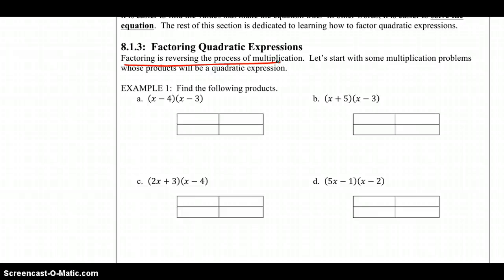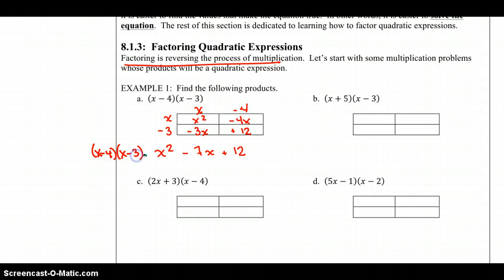So let's start with some multiplication problems whose products will be these quadratic expressions that we've been looking at. So we've got x minus 4 times x minus 3. If we look at all of our partial products, we're going to get x squared, negative 4 times x is negative 4x, negative 3 times x, and negative 3 times negative 4, positive 12. Now if we collect our like terms, we get x squared minus 3x minus 4x, we get minus 7x plus 12. So x minus 4 quantity times x minus 3 gives us x squared minus 7x plus 12.